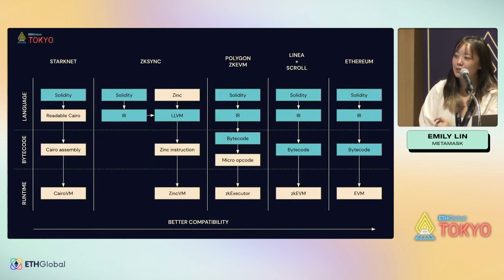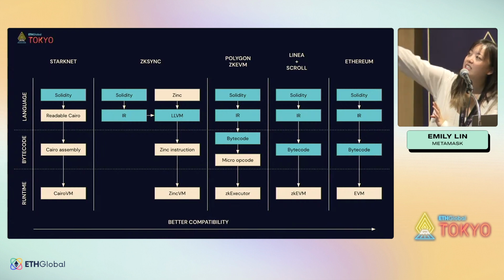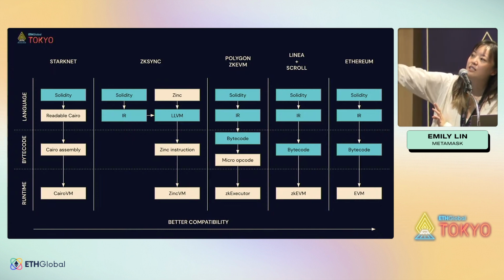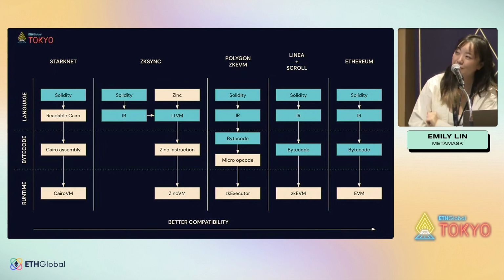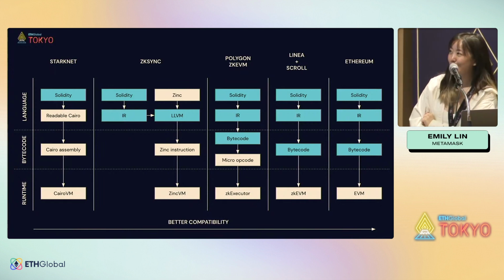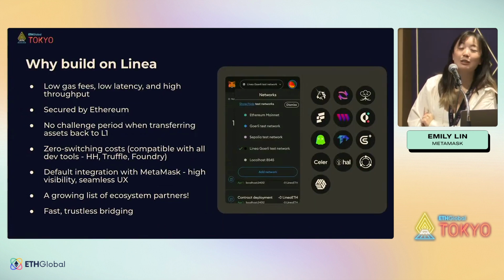But yeah, this is also another slide of what that looks like. It's very complicated, but basically what you can see is the language equivalency versus the bytecode equivalency and how that compares to Ethereum. So that's all of them. But they're all really good and smart projects, so I'm not here to say one is better than the other. But specifically, why Linea?